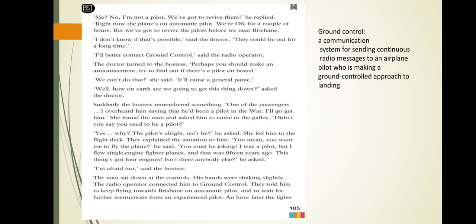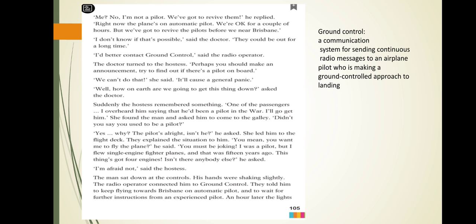So what is ground control? A communication system for sending continuous radio messages to an airplane pilot who is making a ground control approach to landing. So that is called ground control. Planes are guided through the ground controls. "I don't know if that's possible," said the doctor. "They could be out for a long time."